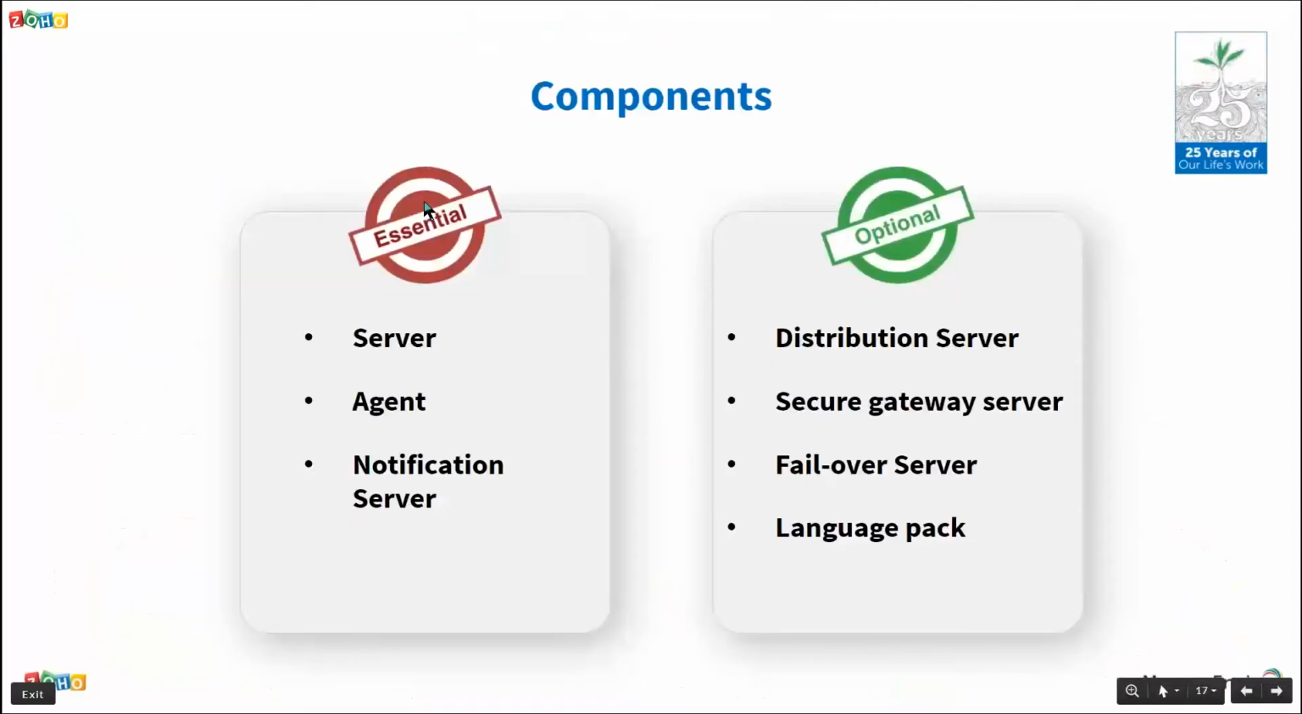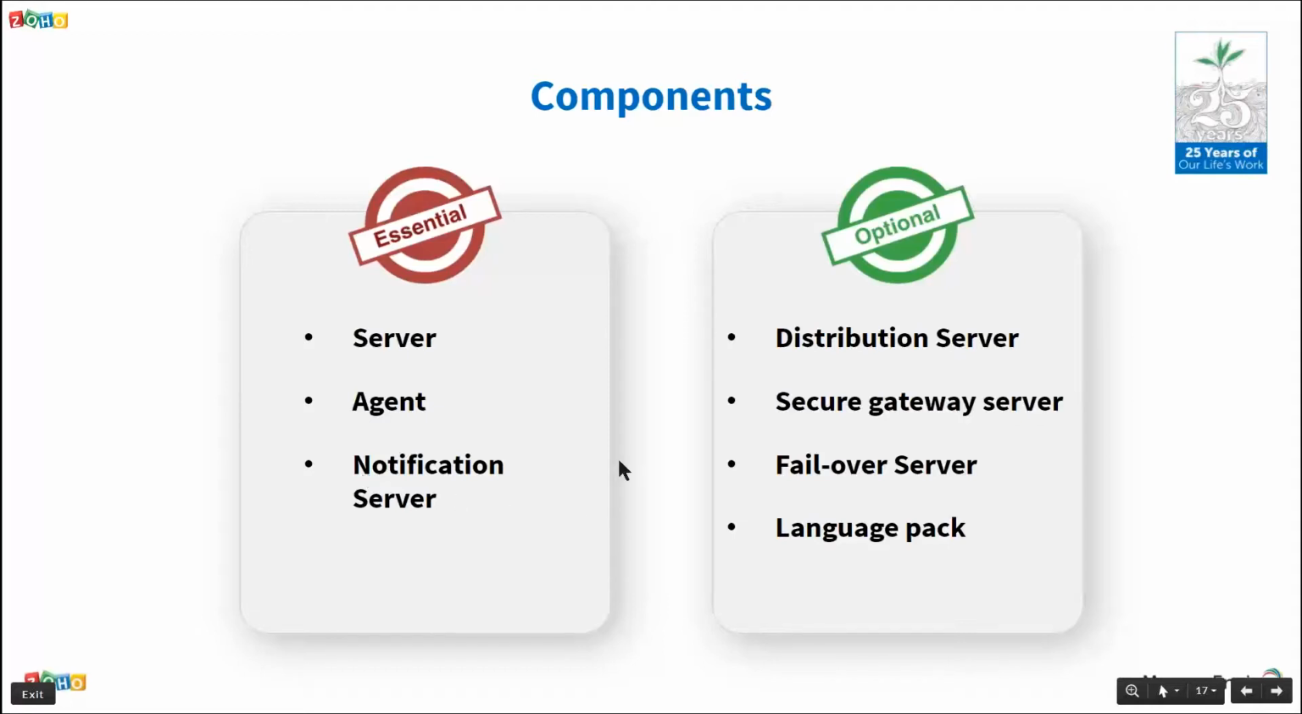All right, so these are the essential as well as optional components with Desktop Central. The Desktop Central server itself is an essential component which provides the GUI, the interface to manage. And the agent is also an essential component which you need to install on all the endpoints that you need to manage. And there's also another essential component called notification server, which is used in any on-demand actions like scanning, remote control, chat, and all that.